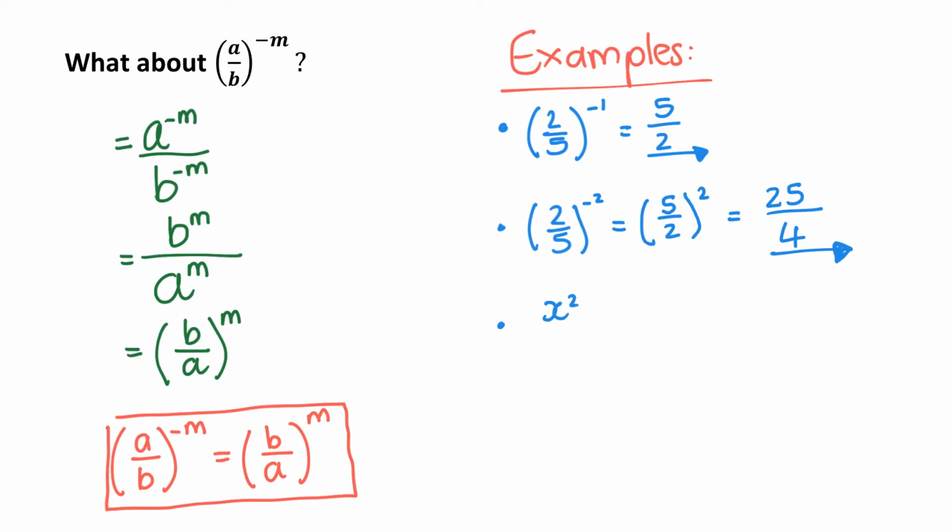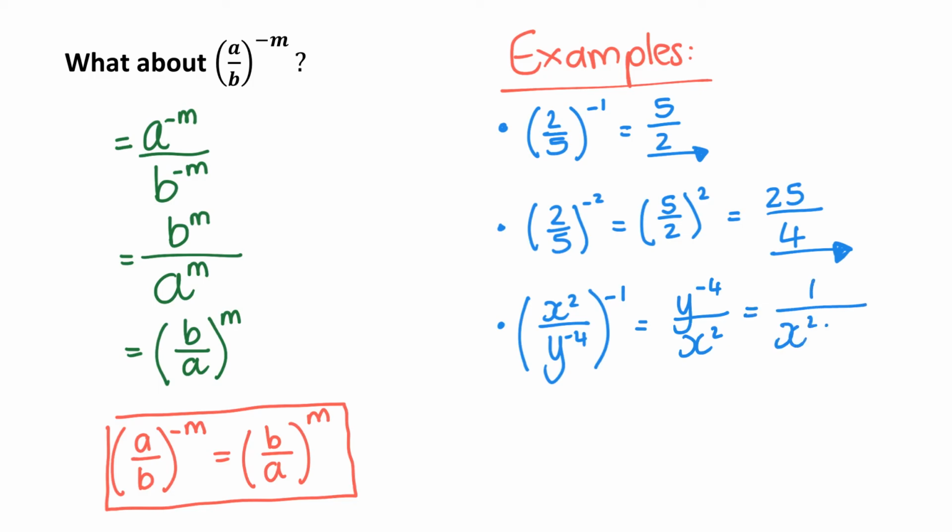5x squared out of y to the power of negative 4, all to the power of negative 1. So that will be, let's flip my fraction over, y to the power of negative 4 out of x to the power of 2. And since I have a negative exponent for the y, this will equal to, x squared is still in the denominator, but y to the power of 4 will be in the denominator as well.